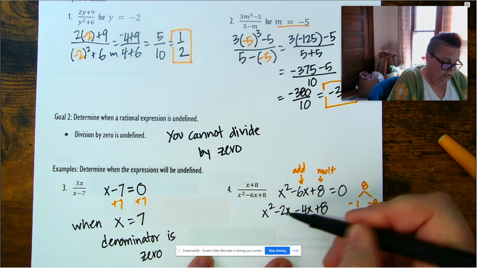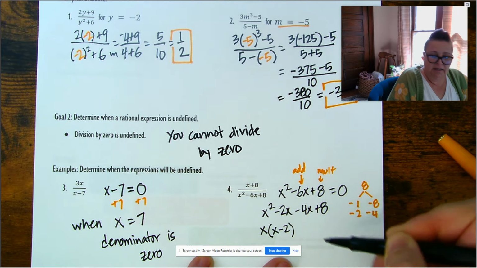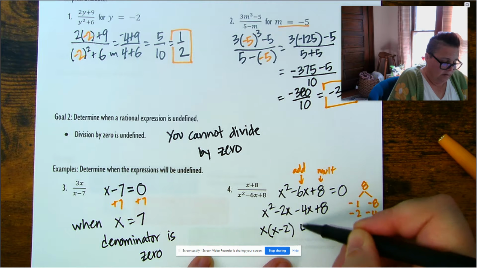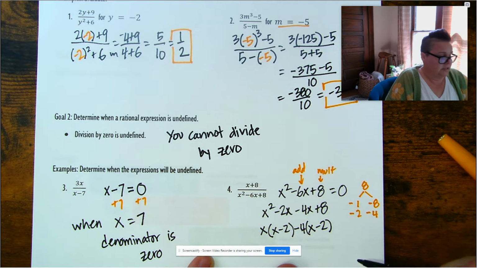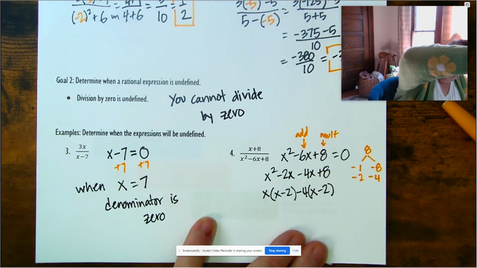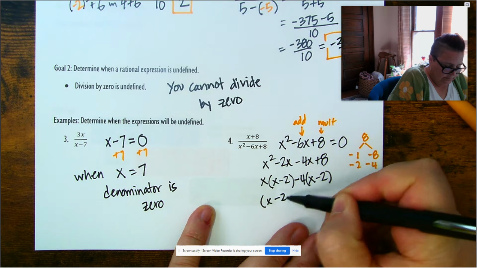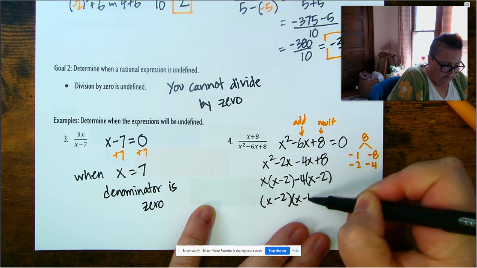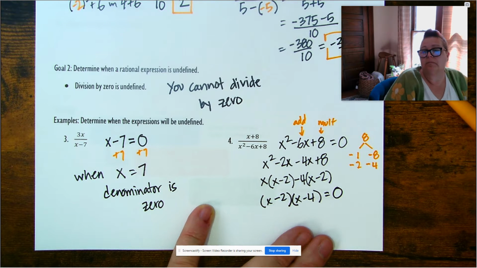I'm going to look at the first 2 and pull out an x. I'm going to look at the second 2 and pull out a 4, but I'm going to make it negative because we led with a negative there. That leaves me x minus 2. X minus 2 is in both of those terms, so I can pull that x minus 2 up front, leaving x minus 4. So x minus 2, x minus 4 is equal to 0.